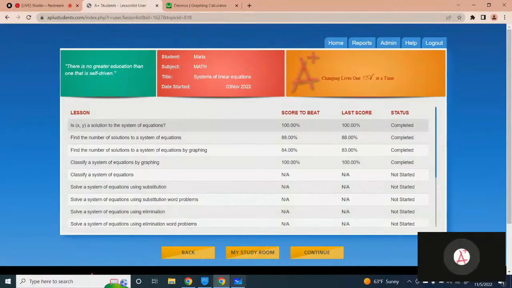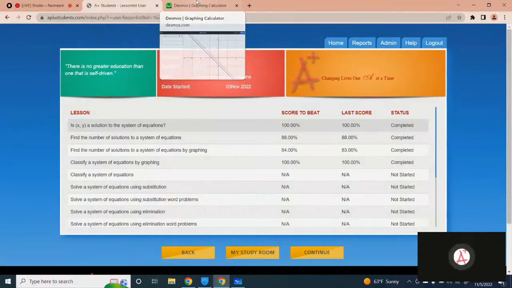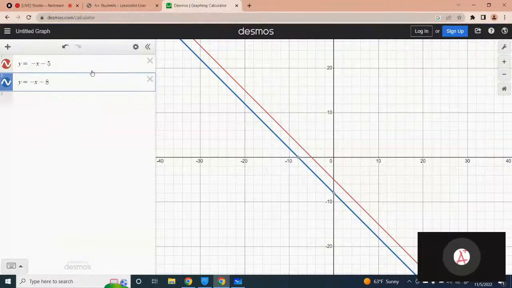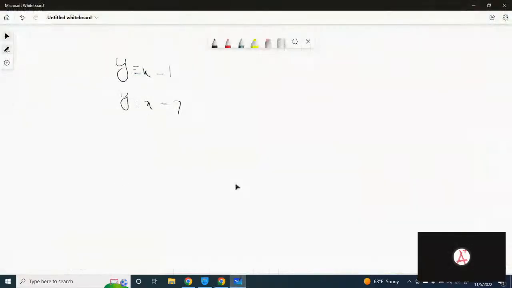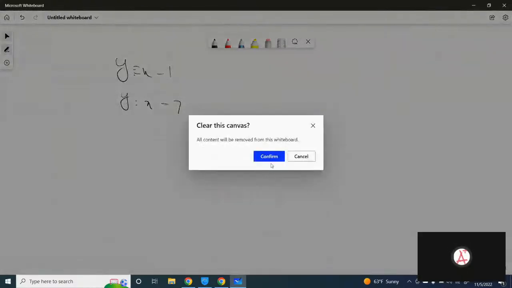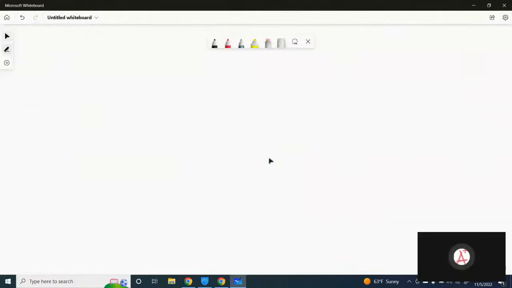The one I just did. Okay, let me just repeat. I used an online graphing calculator to plot the lines. Got it? That is y equals negative x minus 5 and y equals negative x minus 8. You can plot the lines by yourself. Let me just explain how you can find the points. You can use the points to plot the graph. I have to show you the graph, that's why I used an online graphing tool. Let me just confirm.